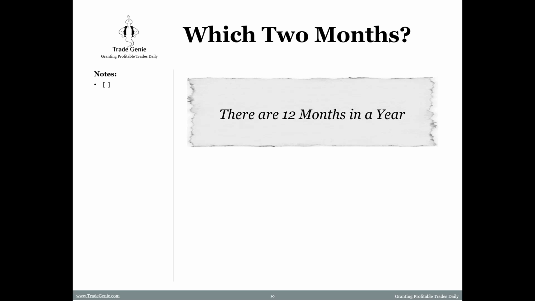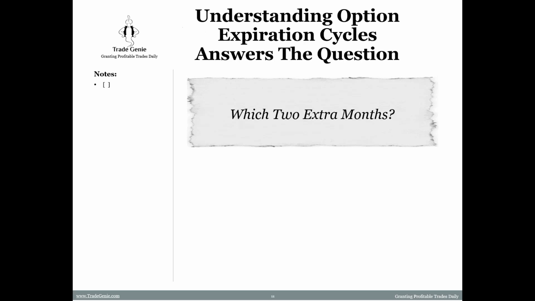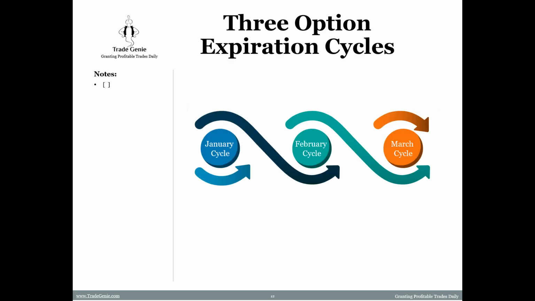So there are 12 months in a year. So which 2 months? How did we figure out these 2 extra months? Understanding the option expiration cycle will help you answer this question. There are 3 option expiration cycles: January cycle, February cycle, and March cycle.